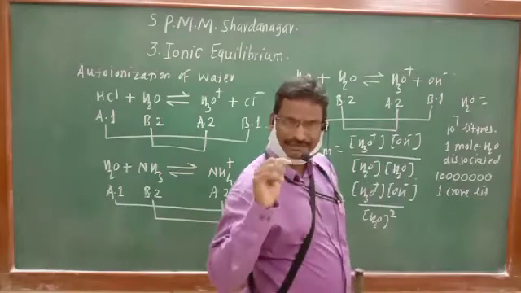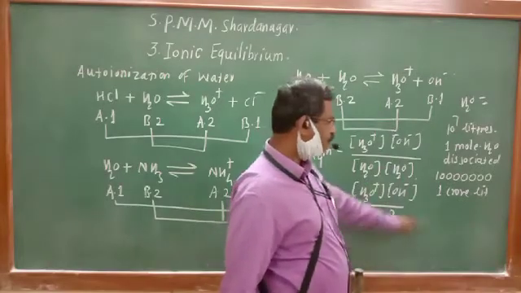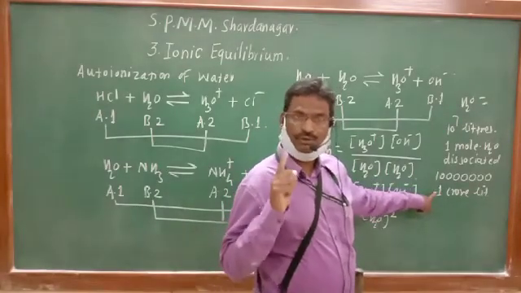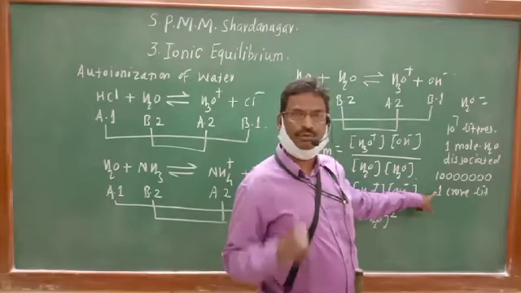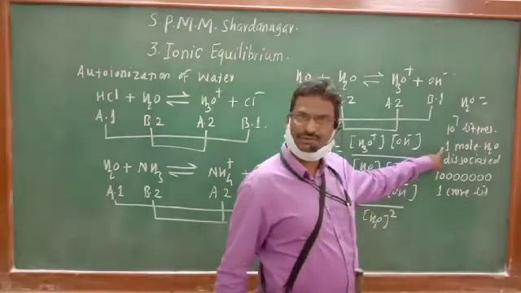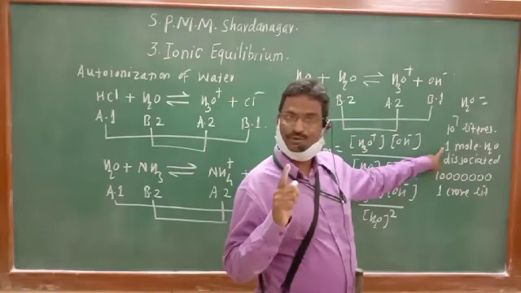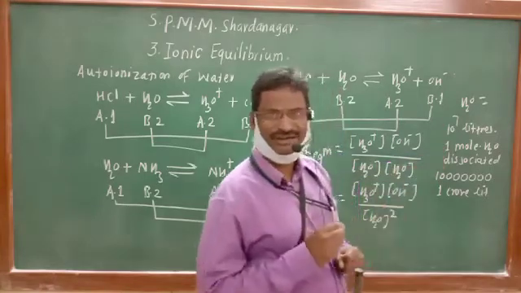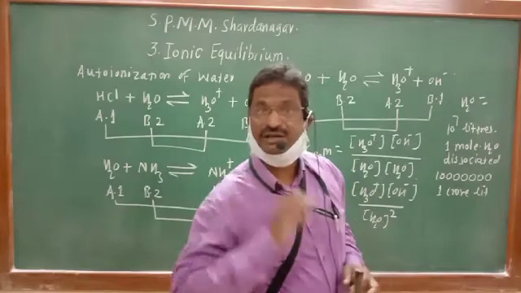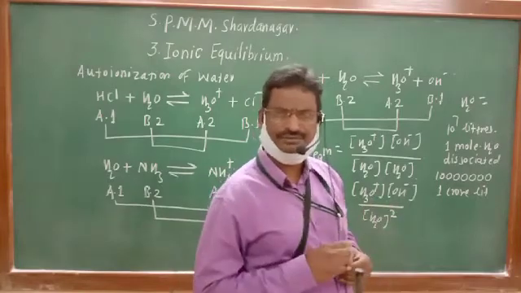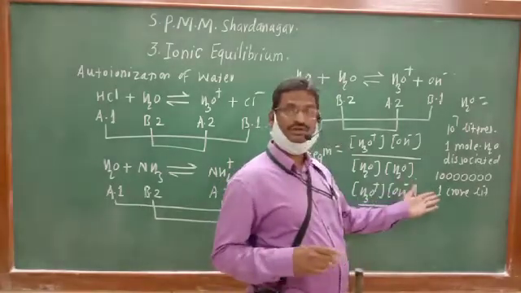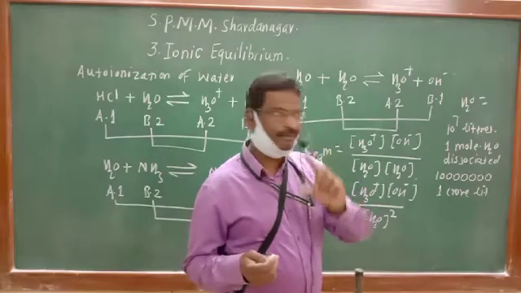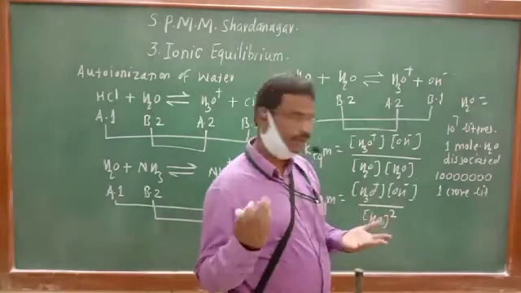So it means that if we take 1 crore liters of water, only 1 mole of water is dissociated. That is, 1 mole means how many milliliters? 18 milliliters. 1 mole of water is nothing but 18 milliliters. Out of 1 crore liters, just 18 milliliters, that is 1 test tube of water, is undergoing dissociation.